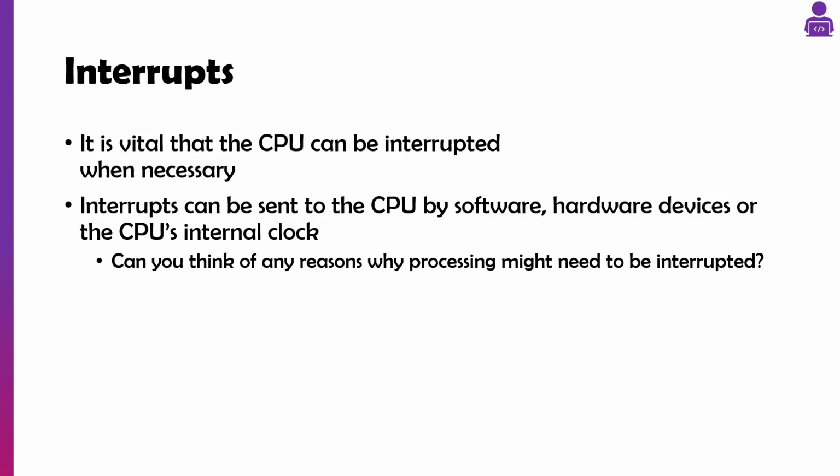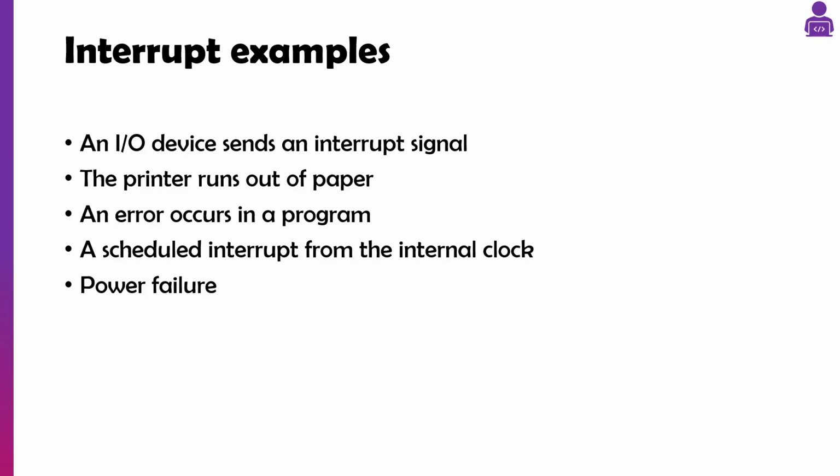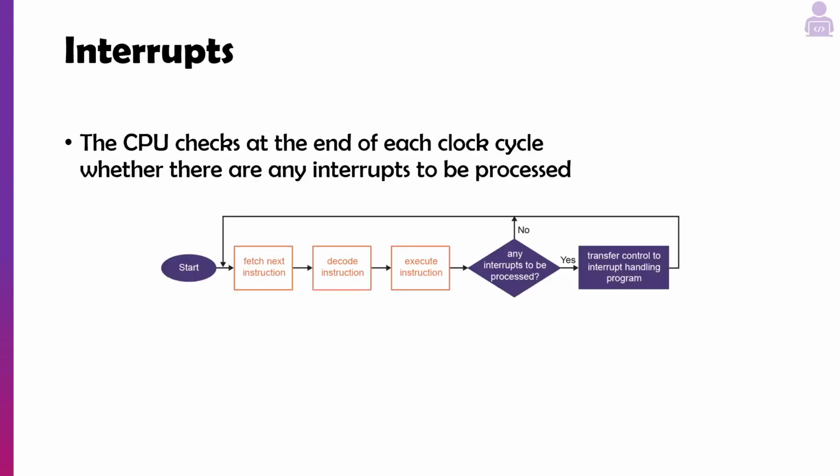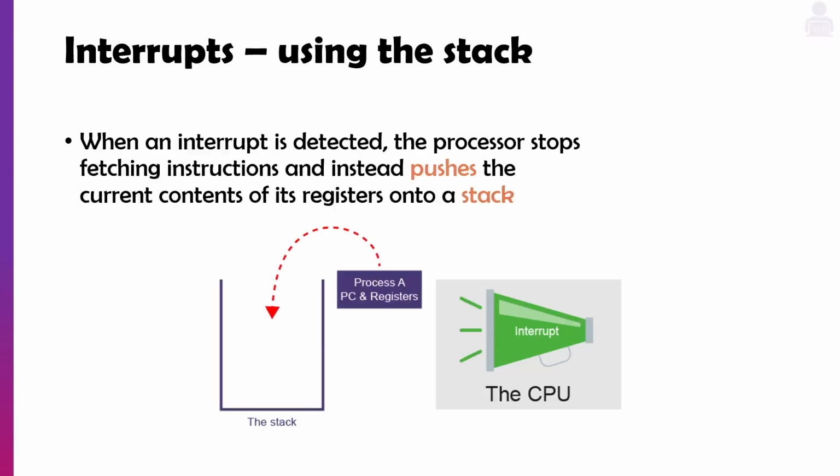An interrupt is sent back to the CPU by either software, hardware, or by the CPU itself to stop what you're currently doing. It might be an input-output device that sends an interrupt signal: your printer runs out of paper, there's an error, there's a scheduled interrupt, or something breaks, like a power failure, and it has to stop what it's doing. So the CPU checks at the end of each fetch, decode, execute clock cycle if there are any interrupts that need to be processed. If there is, then it does what's called an interrupt service routine. If not, it carries on.